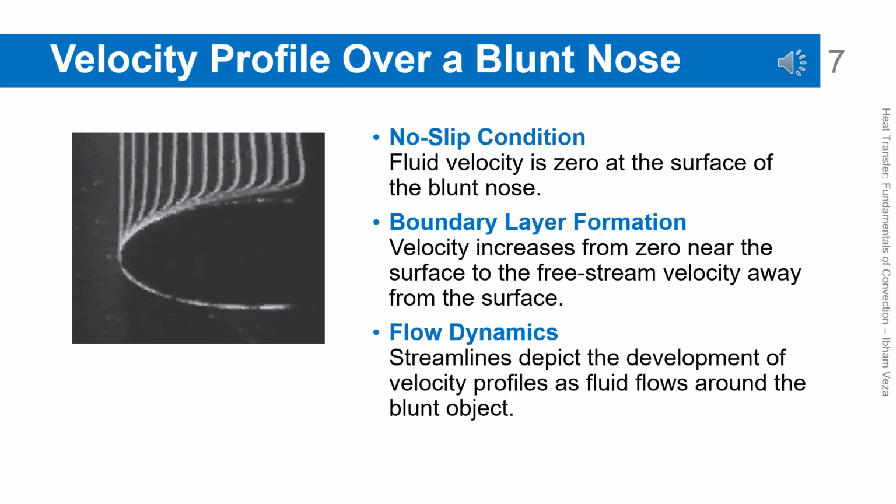Velocity profile development over a blunt nose. The no-slip condition causes the fluid velocity at the surface of the body to be zero. Away from the surface, the fluid velocity increases until it reaches the free stream value. This transition region is called the velocity boundary layer. Streamlines show how the velocity profile develops around a blunt object. This concept is very important because the velocity distribution affects both friction and heat transfer.